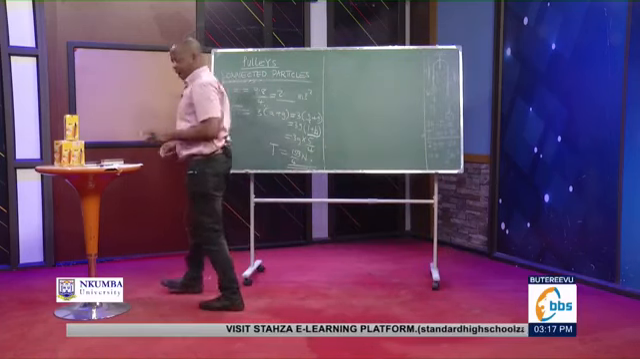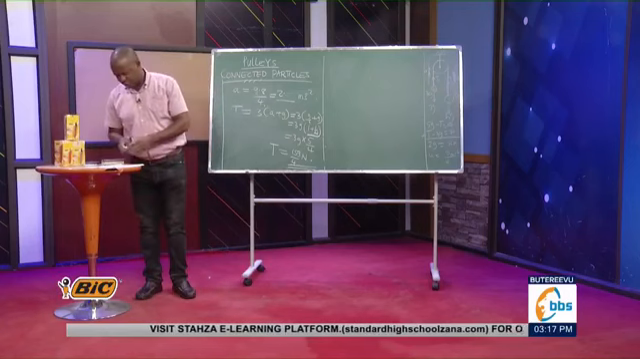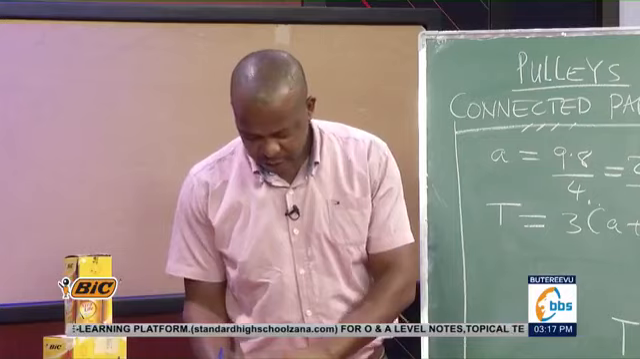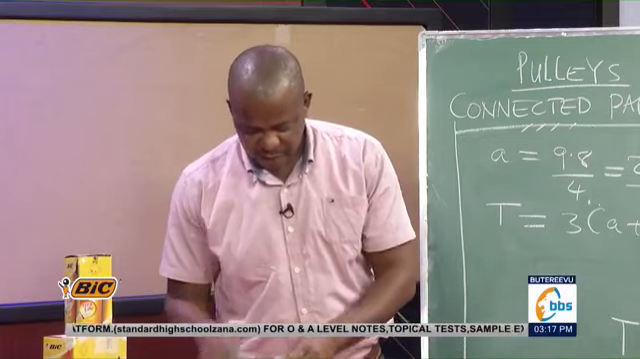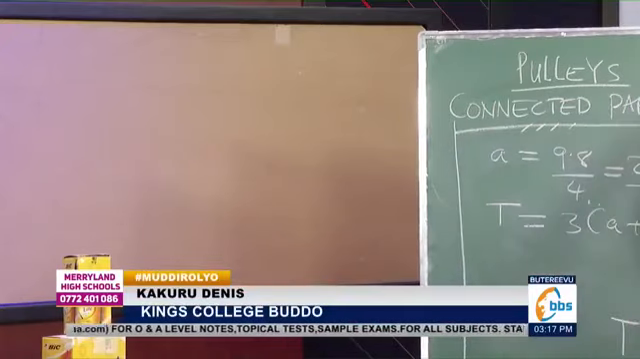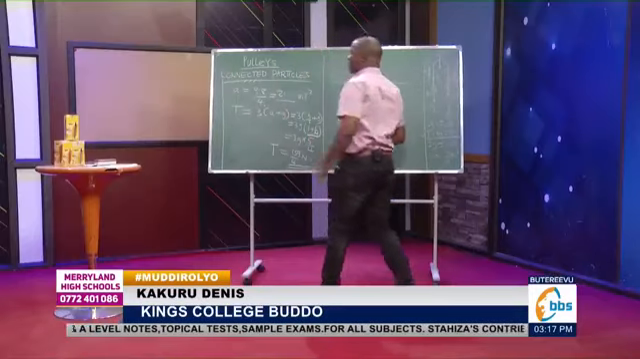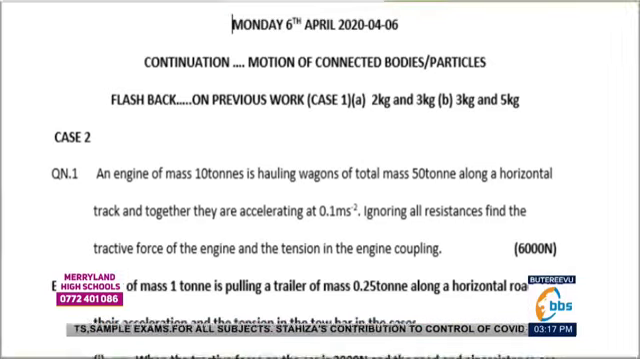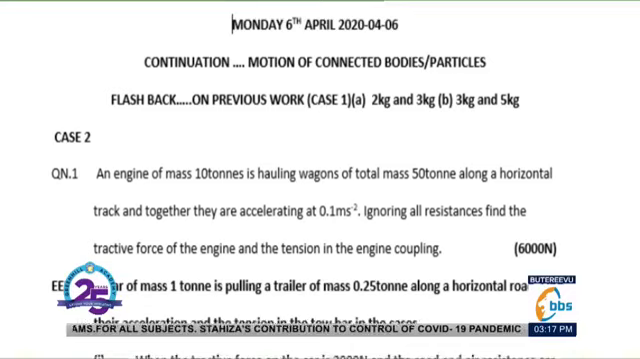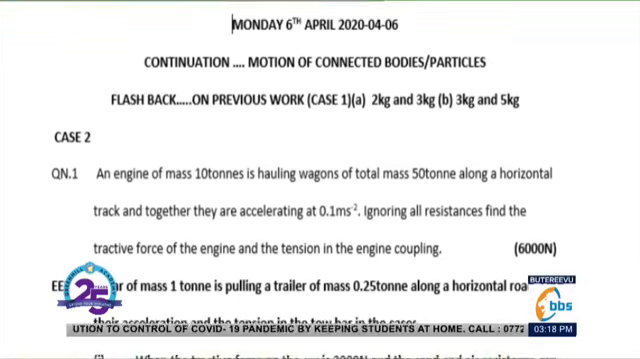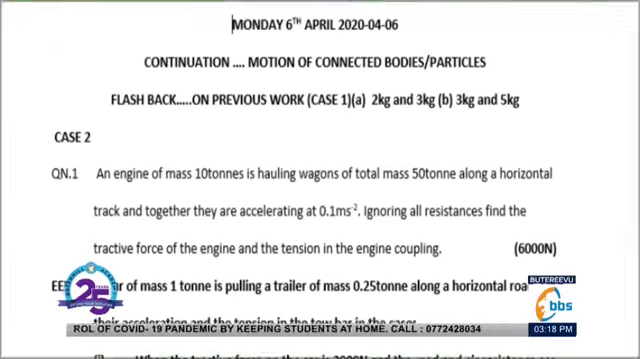We shall move. I'll request the producer to show the question on case 2. That was case 1. There are several cases of connected bodies. Case 2 has a question that looks at connected bodies. I remember talking about trailers. Trailers, our dear viewers, I'm sure you're able to read and capture. I request that you capture that question that we are going to work through. It looks at a trailer.